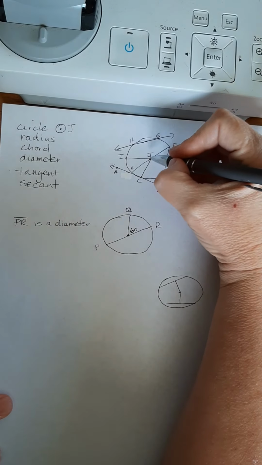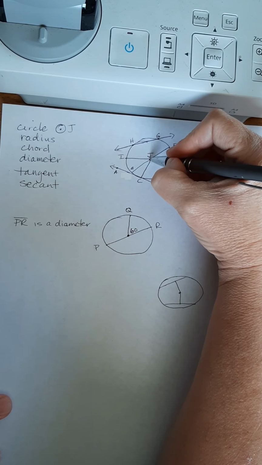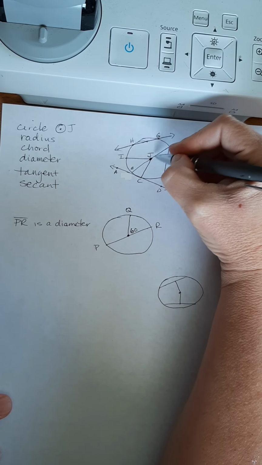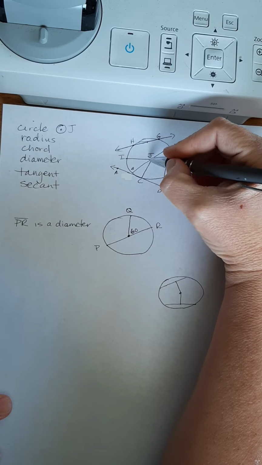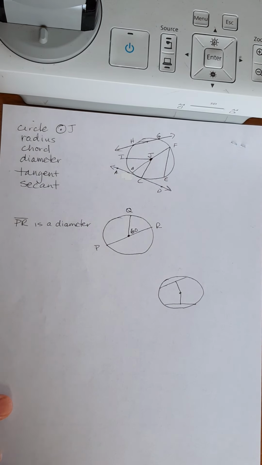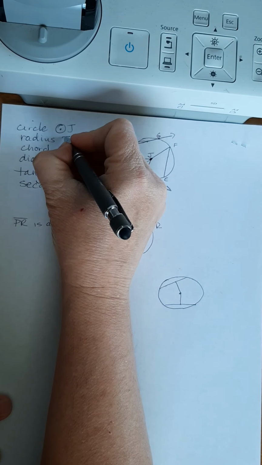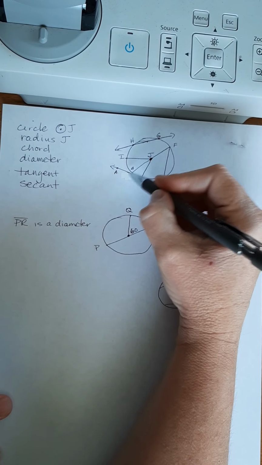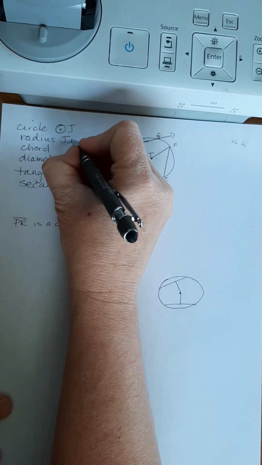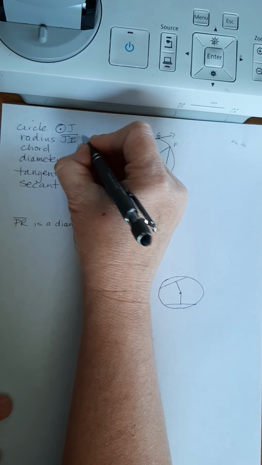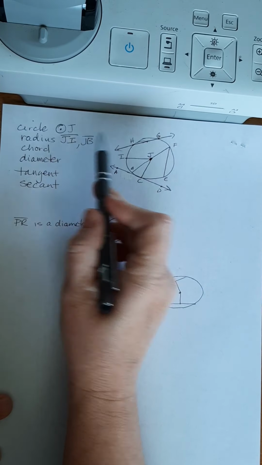Radius is the length from the center of the circle to a point on the circle. So see, there are actually several drawn in this figure. I drew them to save some time. And the radius, since it's actually segments, it's going to be a bar over it, like JI, JB. And remember, the order doesn't matter as long as it's a bar over it.